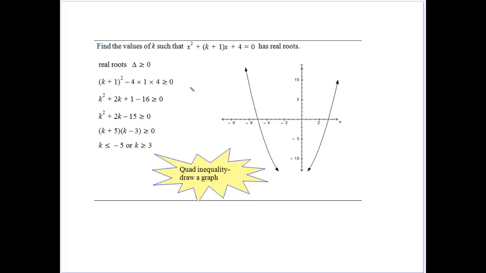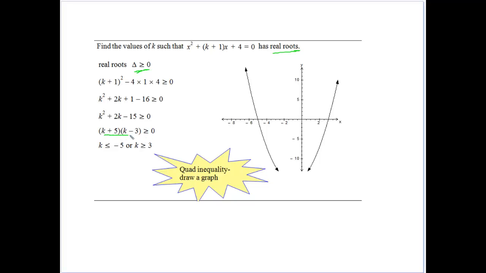This time it's a little bit harder because we have k plus 1 as the coefficient of x. We'll see why in a moment. If we're going to have real roots, our discriminant is greater than or equal to 0. So b is k plus 1, squared, minus 4 times 1, which is the coefficient of x squared, and 4, which is the constant, and that's greater than or equal to 0. Now we see that we get a quadratic in k. When we clean it up, we get k squared plus 2k minus 15 is greater than or equal to 0, or k plus 5 and k minus 3 is greater than or equal to 0.